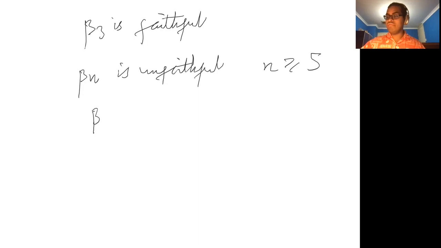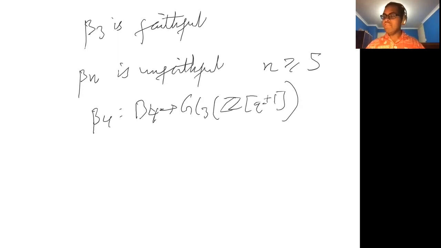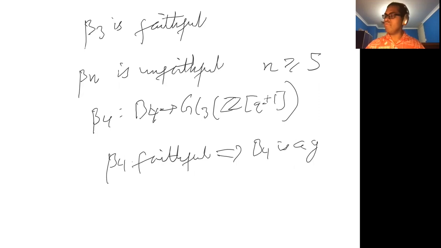So is beta 4 faithful? Beta 4 is a map from B4 to GL3 of Z adjoin q to the plus minus 1. And if beta 4 is faithful, that would imply, as mentioned on the previous whiteboard, that B4 is a group of 3 by 3 matrices, which is actually as best as you can do. You can't write B4 as a group of 2 by 2 matrices. So this is an interesting conceptual reason for studying this question.